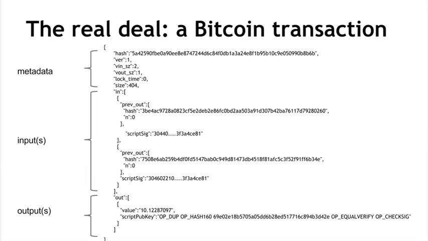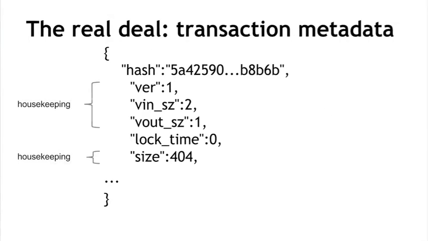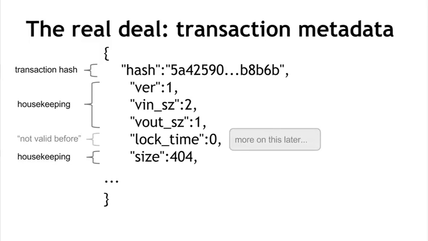So there's 3 parts. There's some metadata, there's a series of inputs, and a series of outputs. So we'll start with the metadata. There's some housekeeping information, which is the size of the transaction, the number of inputs, and the number of outputs. Pretty straightforward stuff. There's the hash of the entire transaction, which, as I said, will serve as a unique ID for the transaction to let us do hash pointers. And then there's this funny lock time parameter, which I'll come back to later.